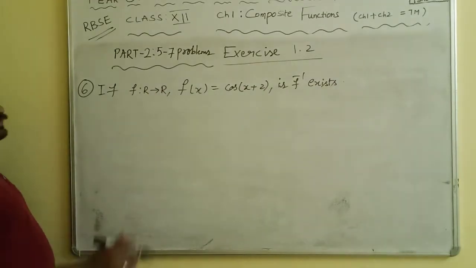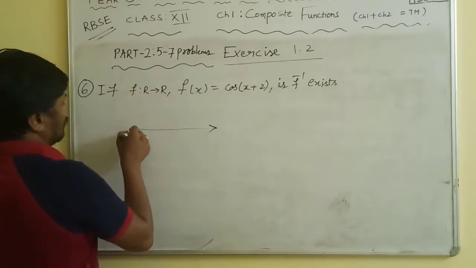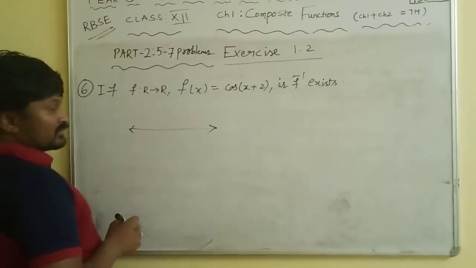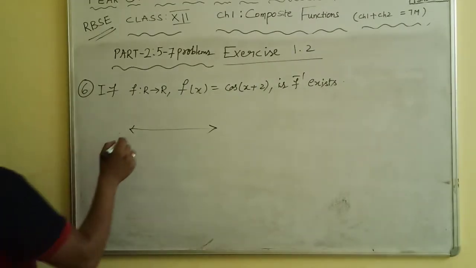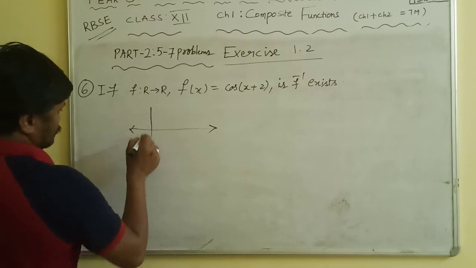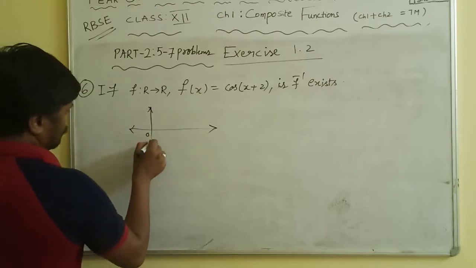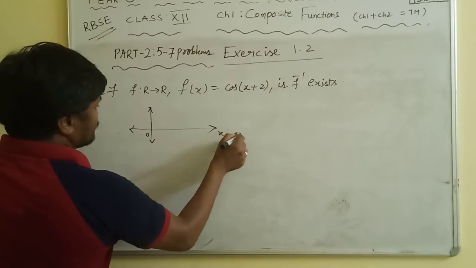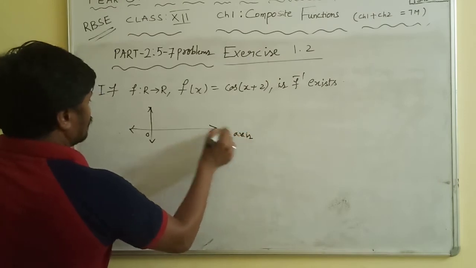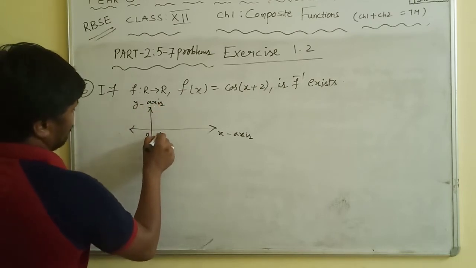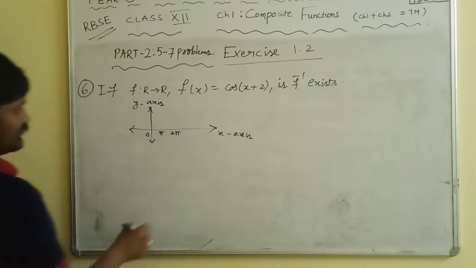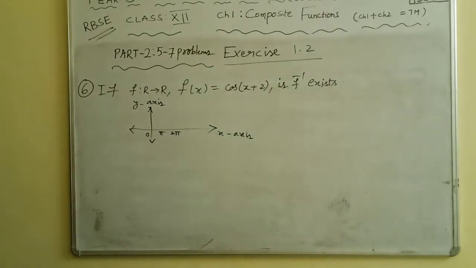But you already know what happens if you draw the cos wave. I will draw it for you. It is your x-axis, it is your y-axis, and your pi, 2 pi, and so on. So what I am going to do now, just concentrate so that you can understand.